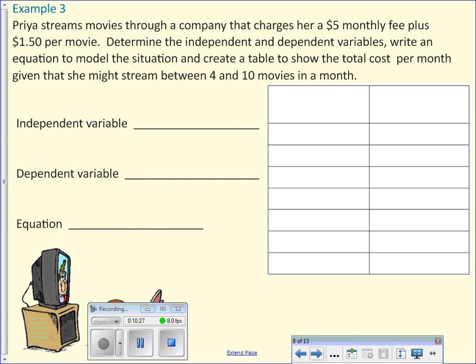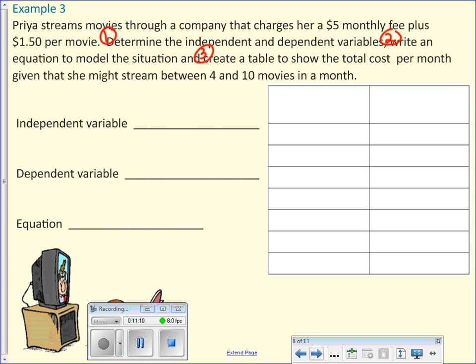Let's try another one. Priya streams movies through a company that charges her a $5 monthly fee, plus $1.50 per movie. Determine the independent and dependent variables. So that's my first task. Two, write an equation to model the situation. And 3, create a table to show the total cost per month. So label our 3 tasks 1, 2, 3, so we don't leave anything out.